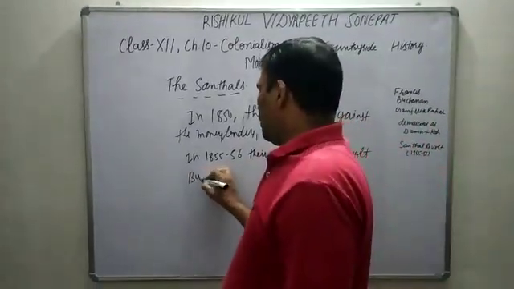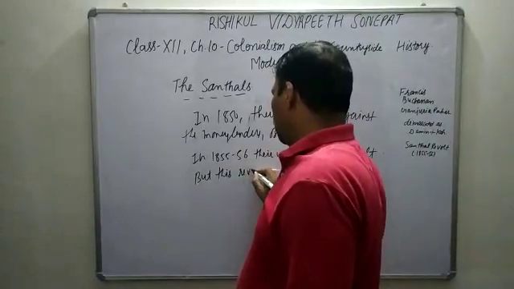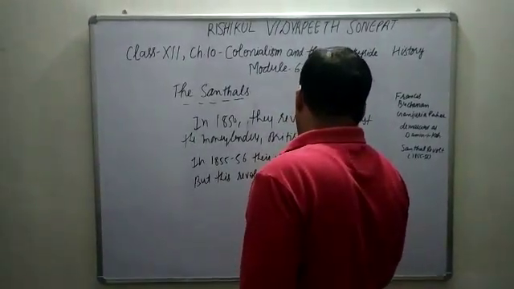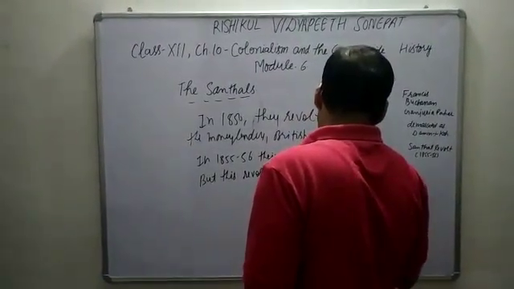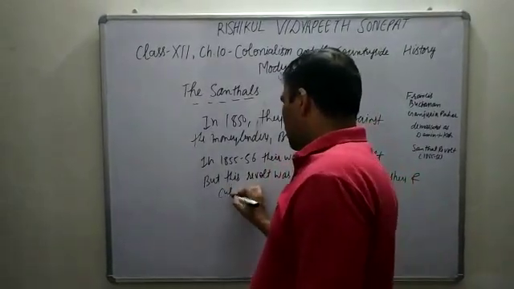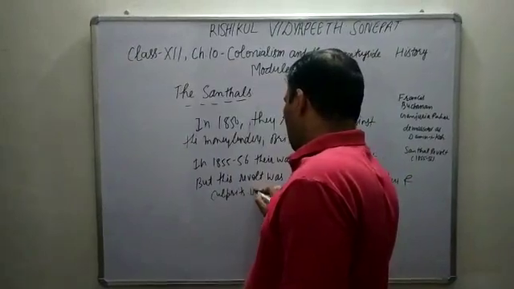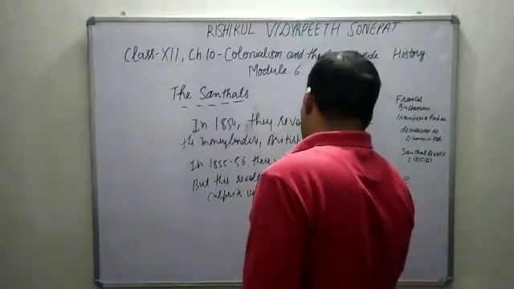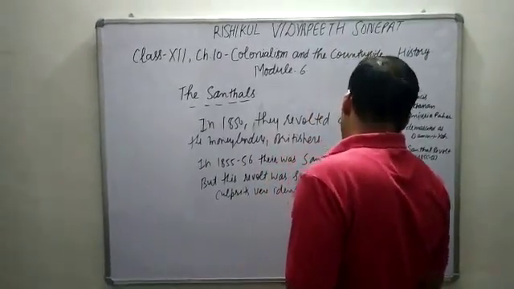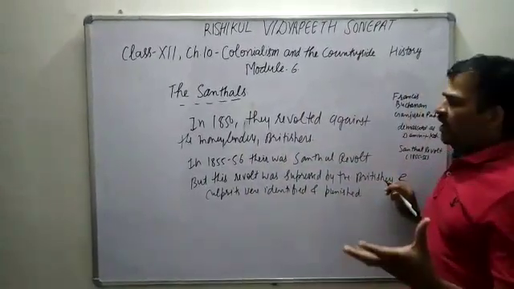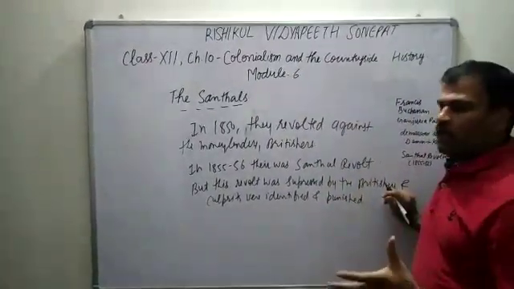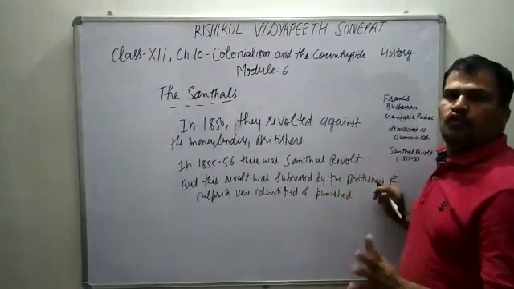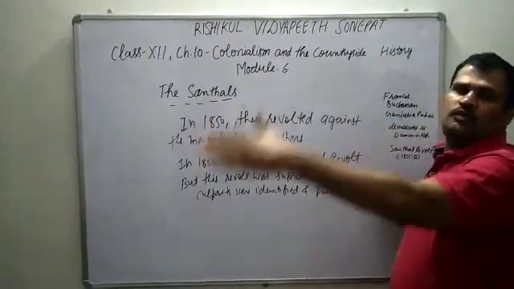But this revolt was suppressed by the Britishers, and the culprits were identified and punished. It means this revolt was not successful. They wanted not to be exploited, so they revolted, but the revolt was not a success, because the culprits, the accused, were identified and punished, and again the same situation started.